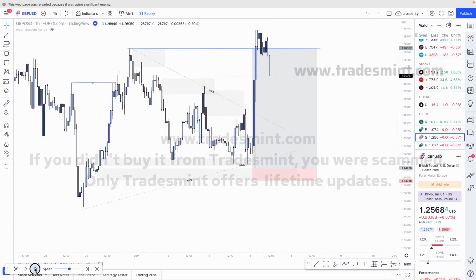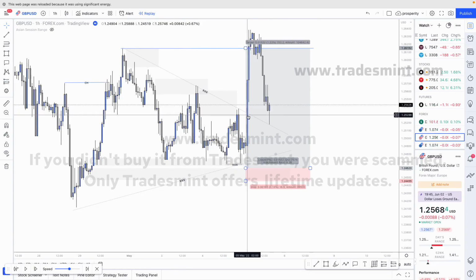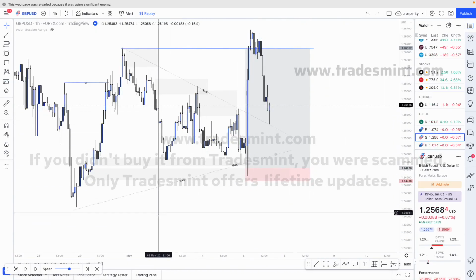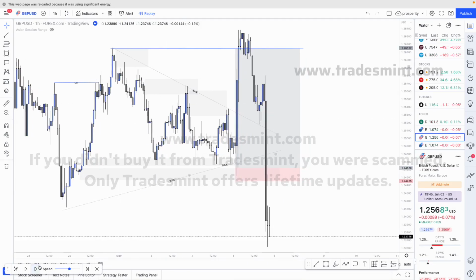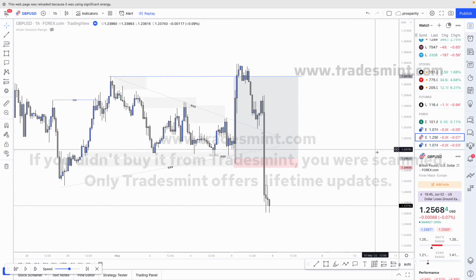And for those who bought when we broke out, wherever their stop losses are, I'm not exactly sure. But you can see that price then does what? Sells off completely, taking out all the remaining stop losses.